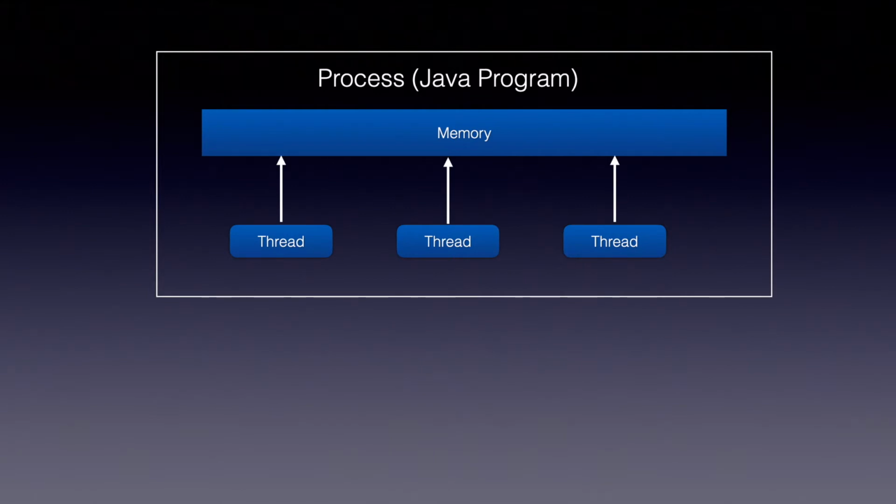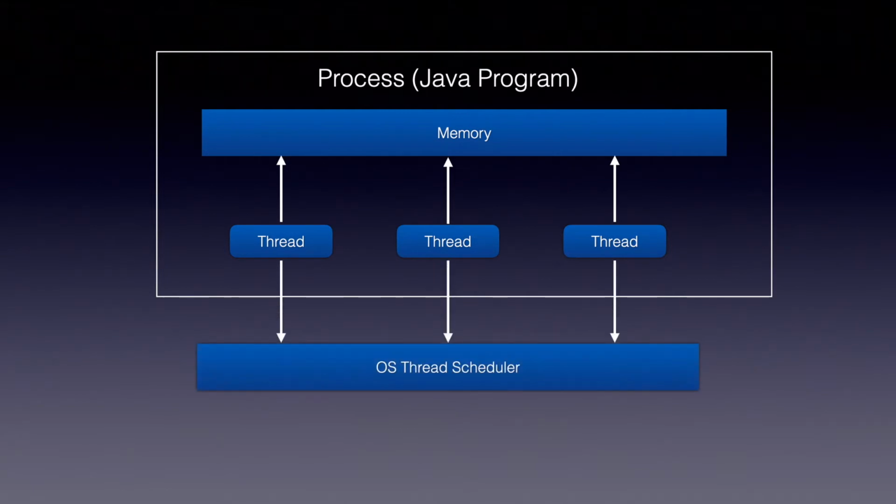When a thread has to do some computation, it needs a CPU. And to get the CPU, it takes the help of the OS thread scheduler. The thread scheduler is something that is built into the operating system. The purpose of the OS thread scheduler is to find a CPU that is available for a given thread.